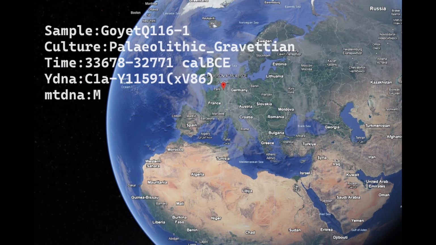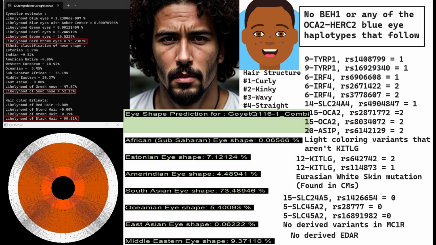It's a very East Asian haplogroup, and most Europeans have R1b, R1a, I, something else that's not C1a. This is what this individual is predicted to look like. With my NOSHACOT tool, he's predicted to have dark brown eyes, snub-shaped nose, and black hair. For eye shape, my eye shape predictor tool is giving him a South Asian eye shape. And for hair structure, my hair ID tool is giving him curly hair, followed by kinky hair, followed by wavy hair. So definitely not straight hair.